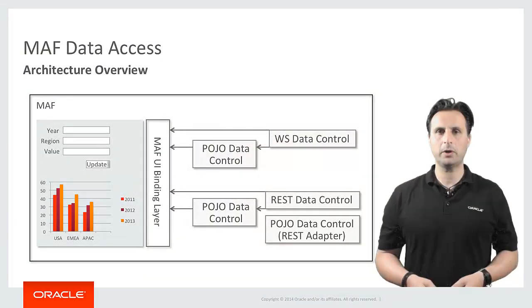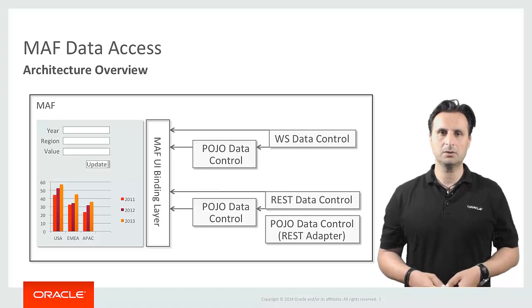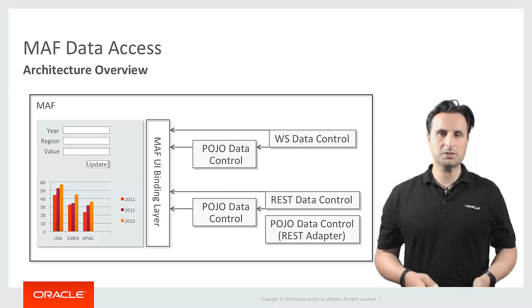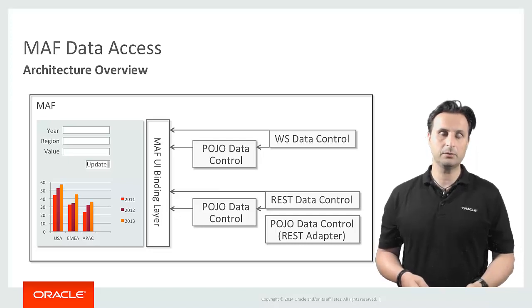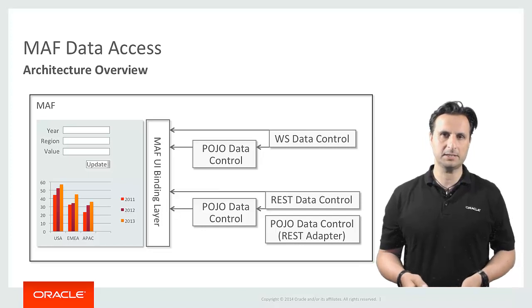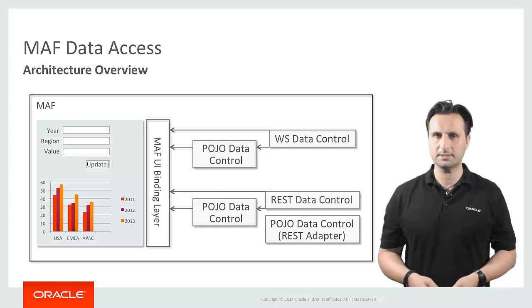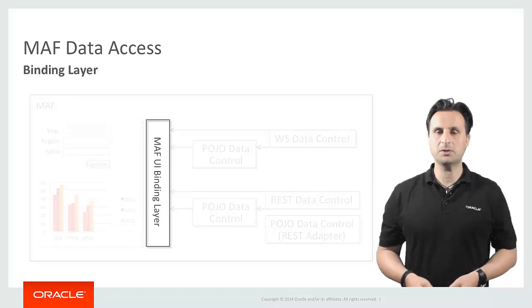So first, let's have a look at the overall architecture just to set the context of where this talk belongs to. So you see the architecture that goes from the user interface through the binding layer to the data control and then ending up to whatever data service you want to access. It's a remote service or maybe a local SQLite database access. Now the bit that we're talking about here is just this little binding layer.